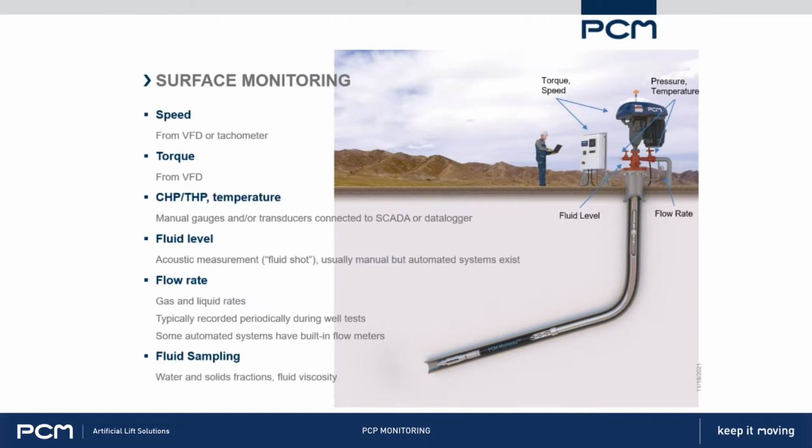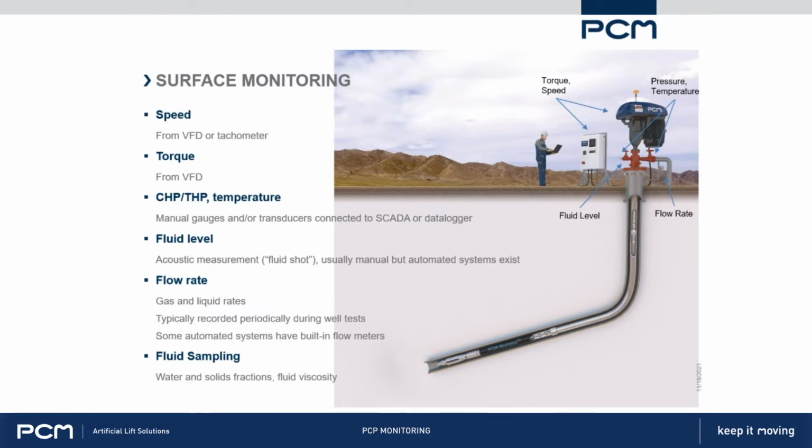Fluid levels. I've got this in a surface measurement because it's usually measured from surface with an acoustic system. We'll talk about downhole pressure in a minute. So the acoustic fluid level sensors connect onto the casing vent valve. It's usually a manual system. An operator goes out and takes a fluid shot, but there are automated systems available, which can then connect into your SCADA system or your pump off controllers.